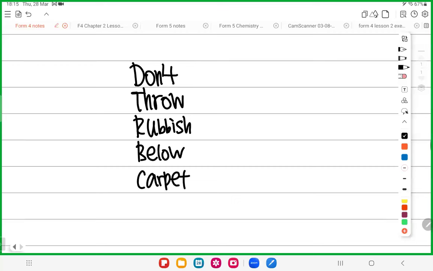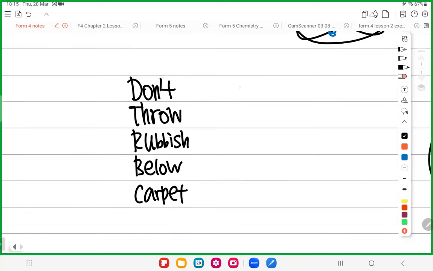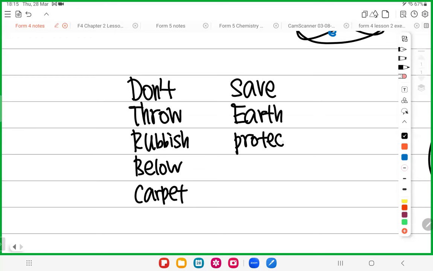It's dirty. It's unethical. Okay. So why you don't throw the rubbish below the carpet? Because when you don't throw the rubbish, you save the earth. Wow. You save the earth and then you protect our mother nature. You got it? So let's make it a story. Don't throw rubbish below carpet. Save earth. Protect mother nature.